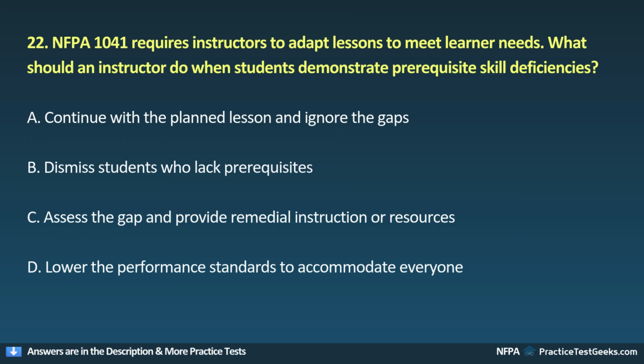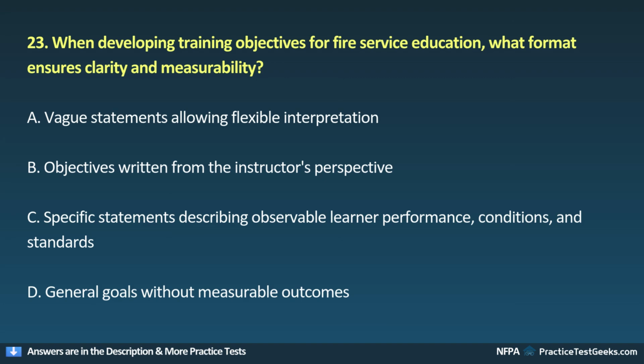22. NFPA 1041 requires instructors to adapt lessons to meet learner needs. What should an instructor do when students demonstrate prerequisite skill deficiencies? A. Continue with the planned lesson and ignore the gaps. B. Dismiss students who lack prerequisites. C. Assess the gap and provide remedial instruction or resources. D. Lower the performance standards to accommodate everyone.